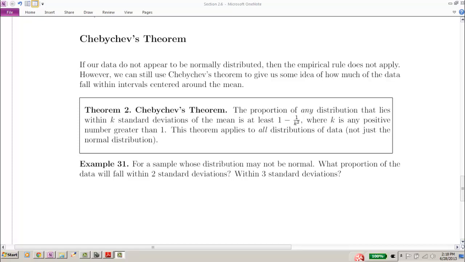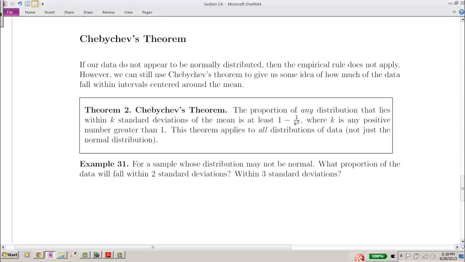So the empirical rule we were able to use if our data are normal, or to tell if our data may be normally distributed. But if we don't know anything about the distribution of our data, or if perhaps they appear not to be normally distributed, they aren't symmetrical and falling within those percentage parameters set by the empirical rule, then we can still draw some conclusions about how much of the data falls within so many standard deviations. And this is known as Chebychev's theorem.